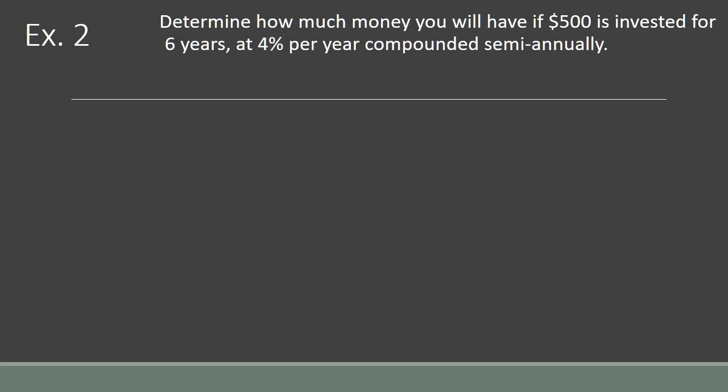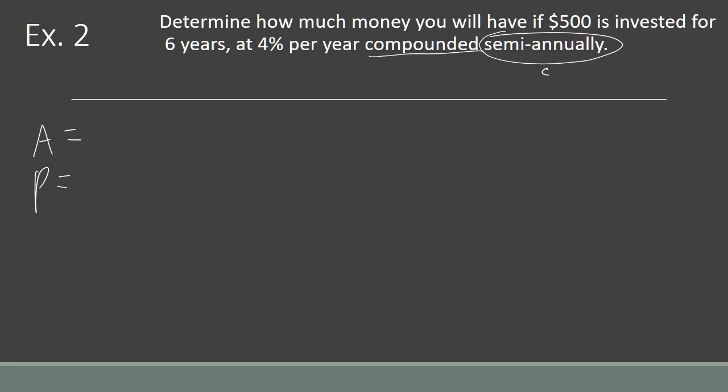Our next example. Determine how much money you will have if $500 is invested for 6 years at 4% per year, compounded semi-annually. You might want to take out your highlighter. Might help. We're looking for simple or compound. We see compound. And then we know we're kind of using the compound interest formula. And then the word after compound is usually your C, your compounding period. How much money will you have? Okay, so that's your final amount.